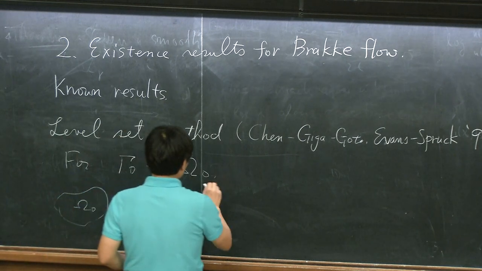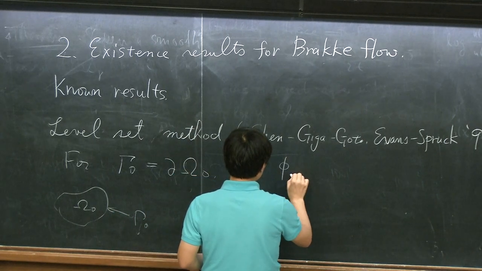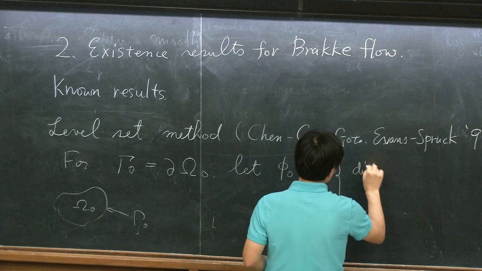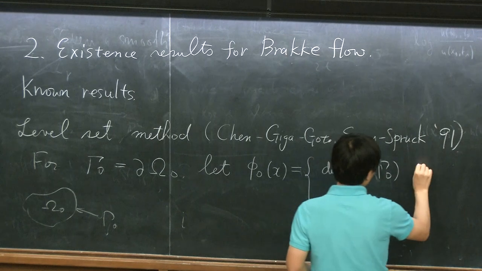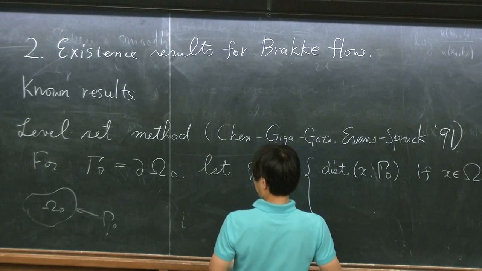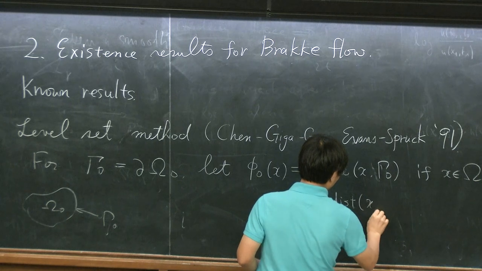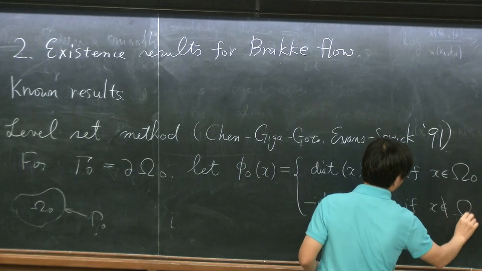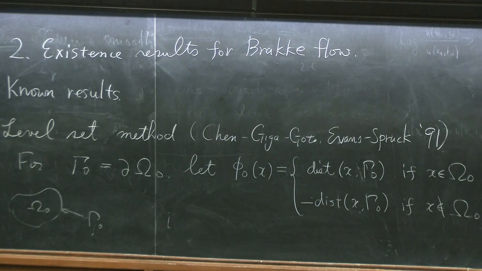And then what you can do is define this function. It doesn't have to be precisely this one, but this is the initial data, which is a distance function from x to this boundary Gamma zero if x is inside Omega zero, and minus the distance from x to Gamma zero if x is outside. So it's just a signed distance function from your initial set.